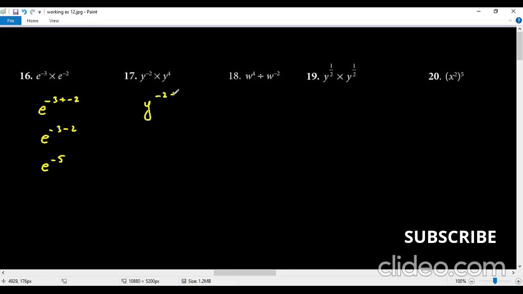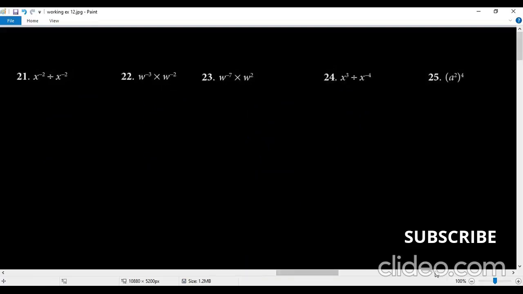That means minus 2 plus 4 is going to give you y square as the final answer. When w has a power 4 and minus 2, 4 plus 2 is going to be w power 6 as your final answer. Now, question number 19, it is y to the power half. That means half plus half is going to give you a 1, and we don't write 1 in the exponents.